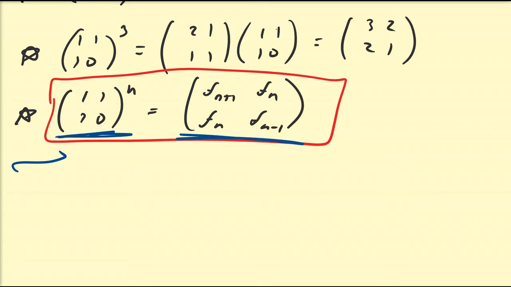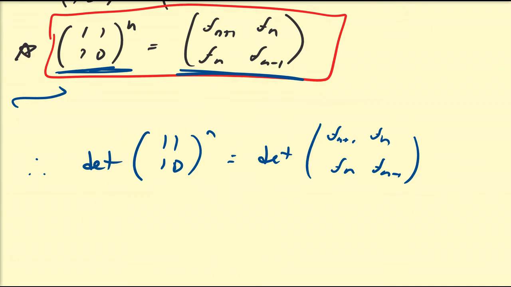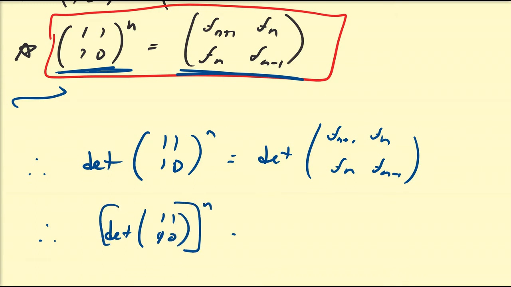So we have two matrices, right? So if two matrices are equal, then the determinants of those matrices are also equal. So the determinant of the matrix [[1, 1], [1, 0]] to the power of n is going to be equal to the determinant of the matrix [[f_(n+1), f_n], [f_n, f_(n-1)]], right? So remember the properties of determinants, that the determinant of the product is going to be equal to the product of the determinants of those individual matrices. So this is just going to be equal to the determinant of the matrix [[1, 1], [1, 0]] all to the power of n, which is going to be equal to the determinant of this Fibonacci matrix, [[f_(n+1), f_n], [f_n, f_(n-1)]].